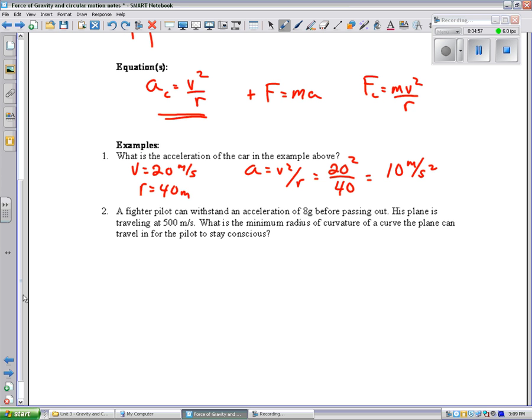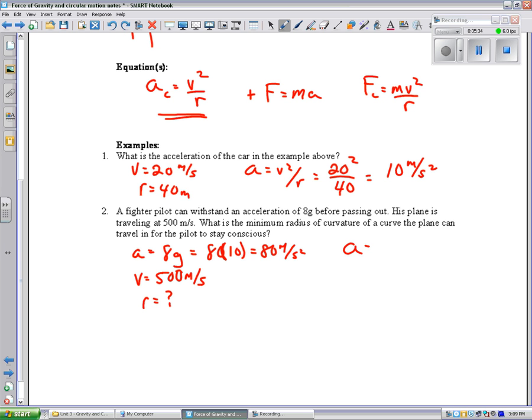The plane is traveling at 500, and we want to know the minimum radius, because the smaller the radius he turns in, the greater the acceleration is going to be. So the acceleration, we said, is 8 Gs. When you hear 8 Gs, it means 8 times the acceleration of gravity, so 8 times 10. That's 80 meters per second squared. The velocity is 500 meters per second, which is not unreasonable for a fighter jet. And then I want to know the radius.